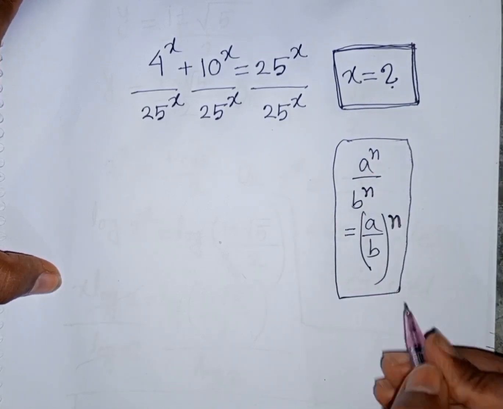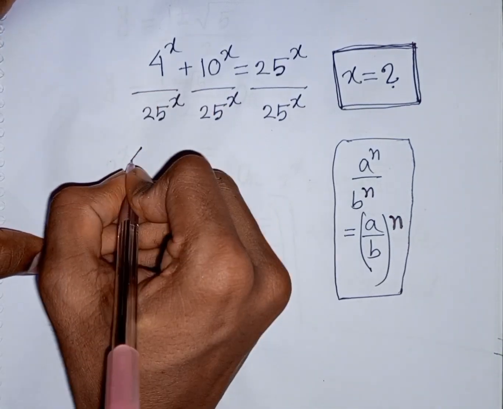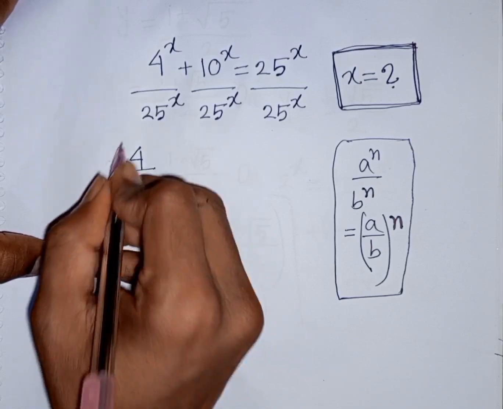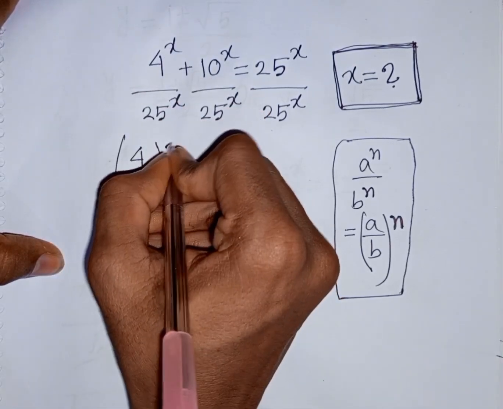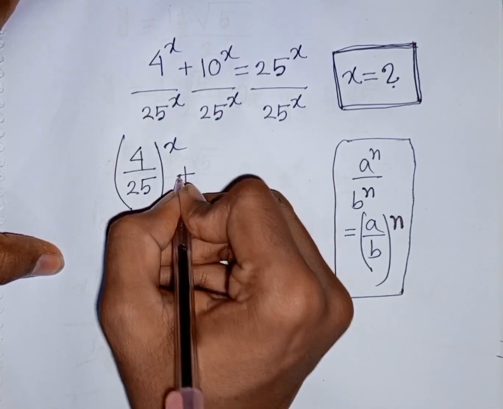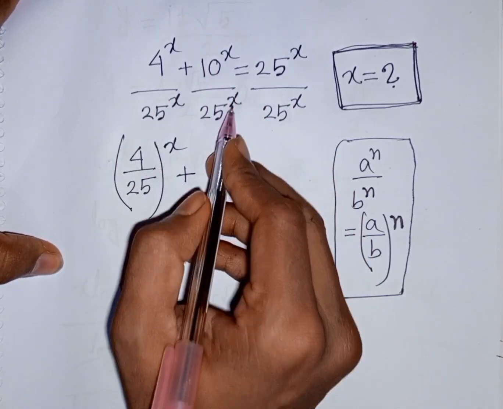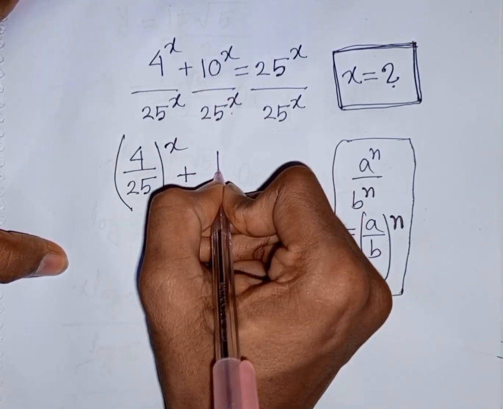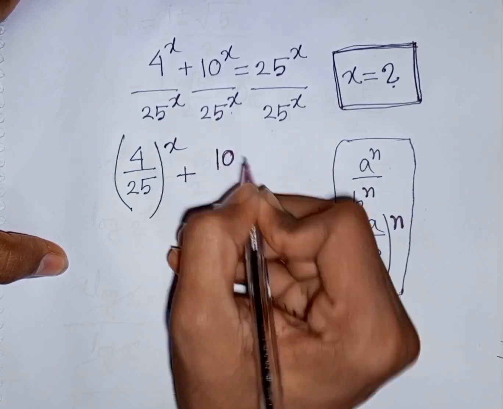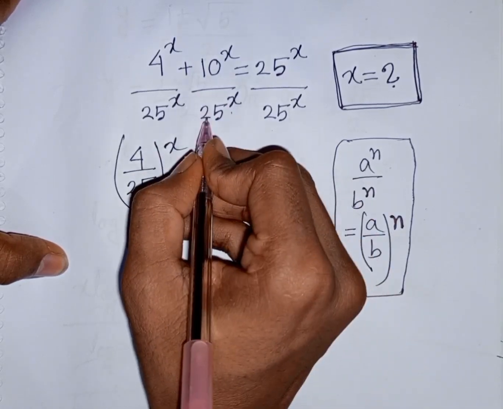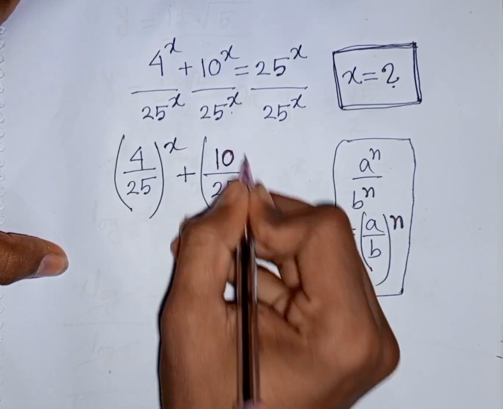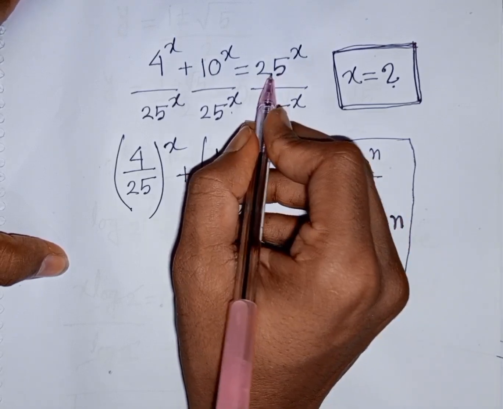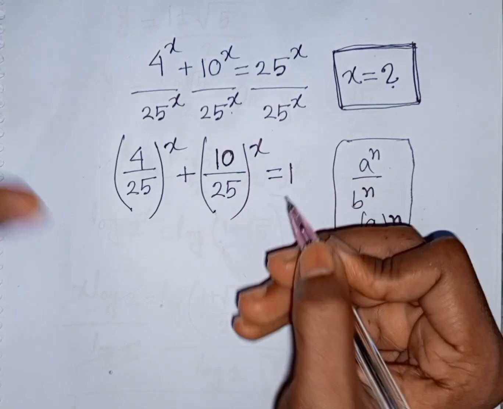So according to this rule, I can write here 4 over 25, then bracket common power x, then plus, again x is the same power but different base. So according to this formula, I can write here 10 over 25, then bracket common power x is equal to this divided by this, that means it will be 1.